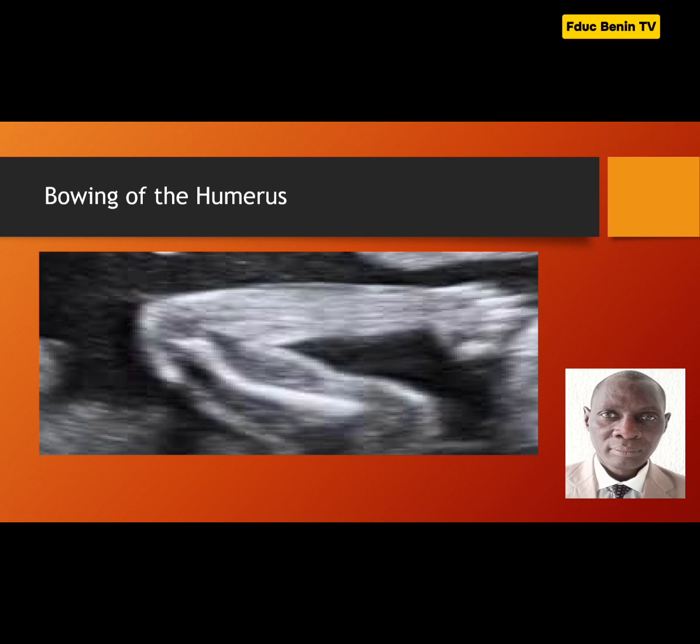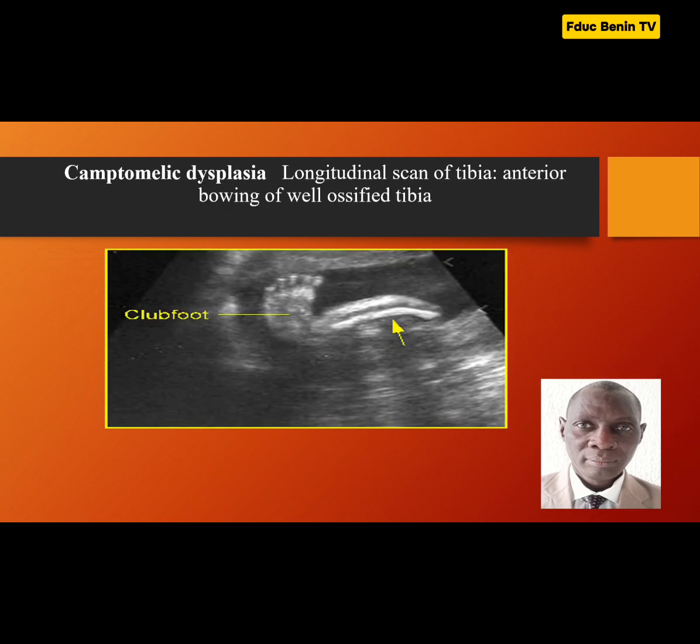In this particular ultrasound image, the humerus is bowed. So when you see bowing of a bone, especially long bones, then you begin to think about other abnormalities, and you have to look closely for them. Perhaps they may be there. Now, what about this image?